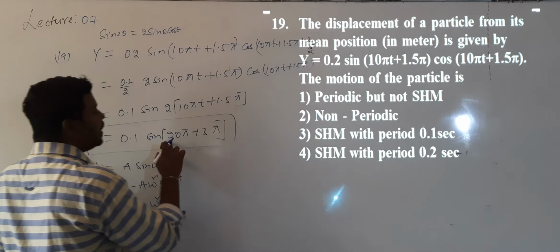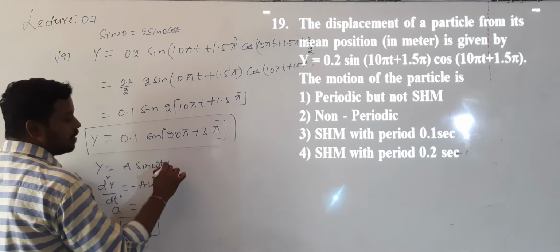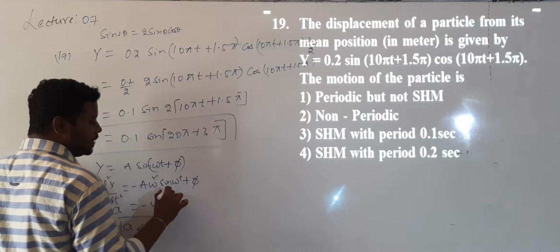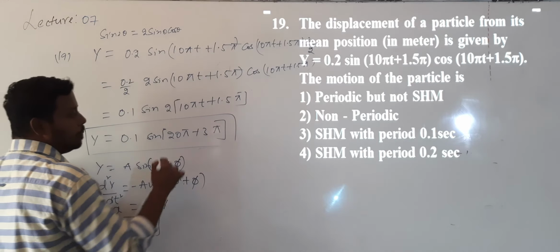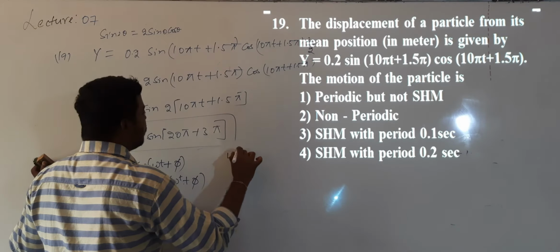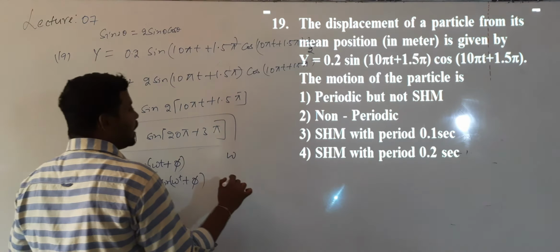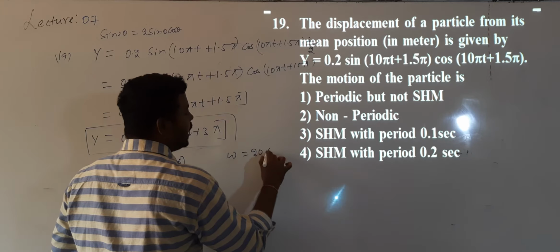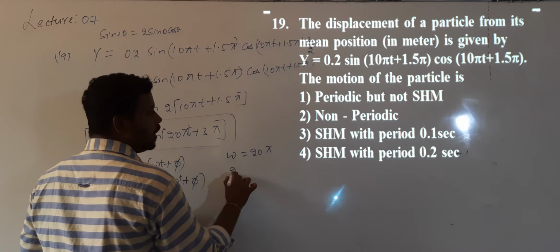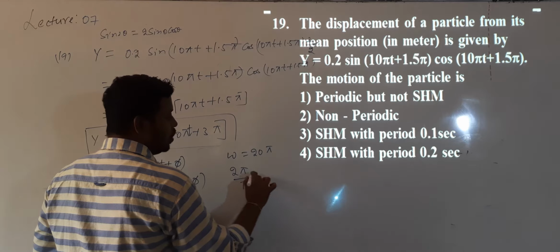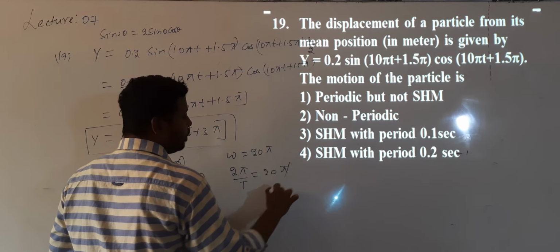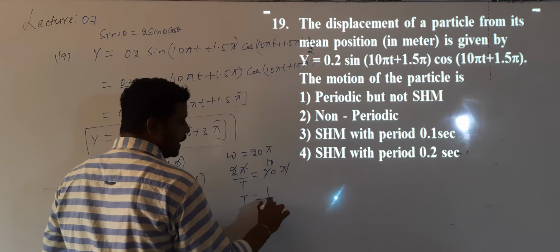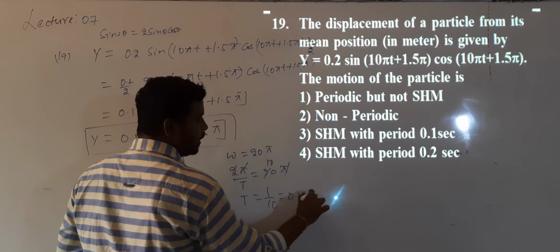And what is the time period? By comparing this with the standard equation, sin(omega t plus phi), here also we have sin(omega t plus phi) for y. By comparing, omega is 20 pi, since we have 20 pi into t. The formula is omega equals 2 pi by T, so 2 pi by T is 20 pi. Pi cancels, and 2 ones are 2, 2 tens are 20, so T is 1 by 10, which is 0.1 second.